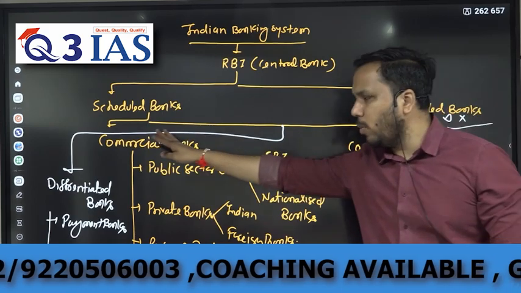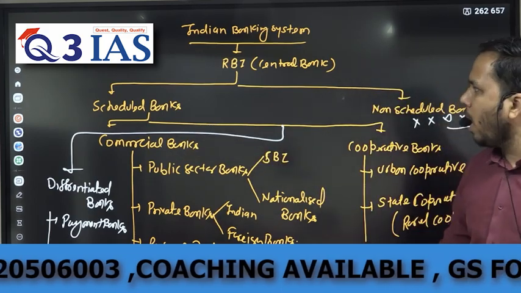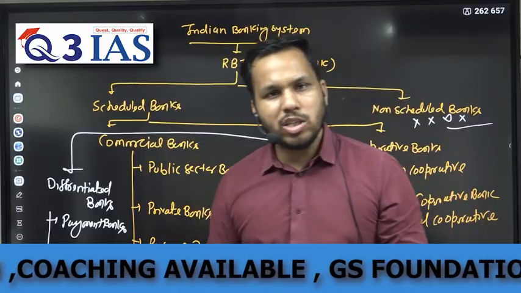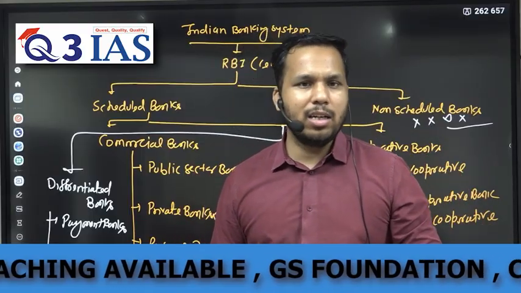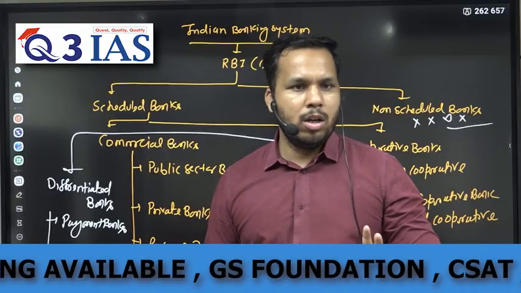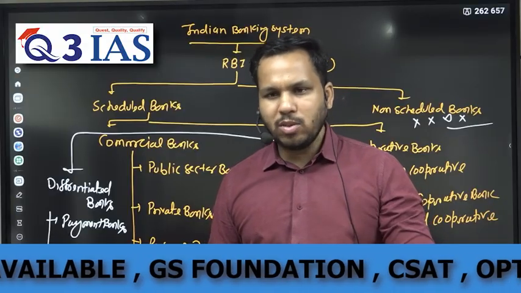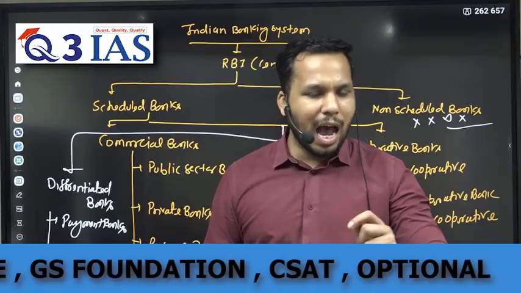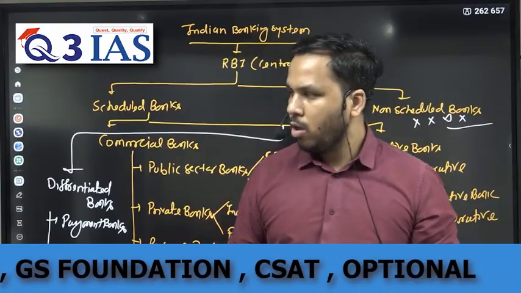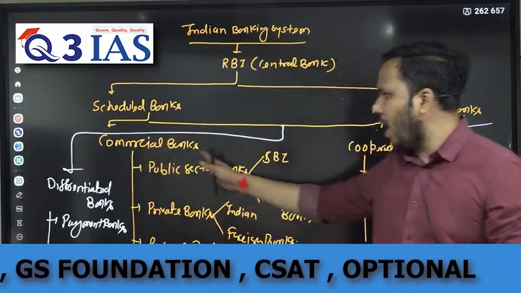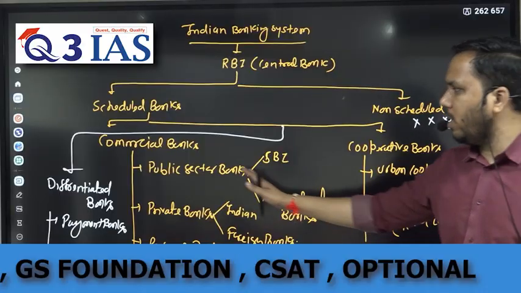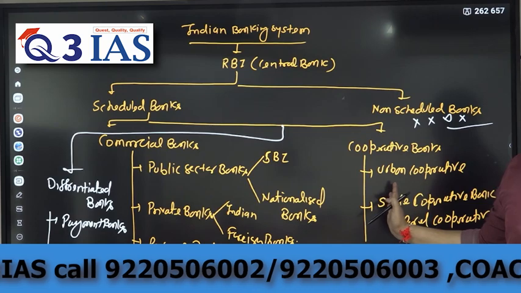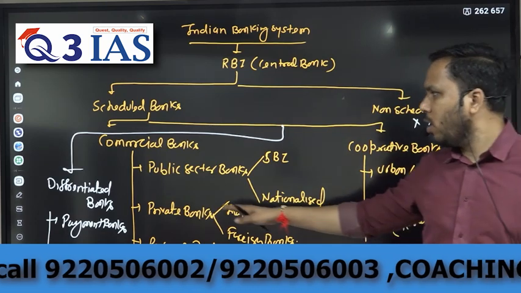But if we talk about scheduled banks, according to RBI, scheduled banks are those banks which are mentioned in the second schedule of the RBI Act 1934. Scheduled banks are classified into two categories. First is commercial and the second one is cooperative.